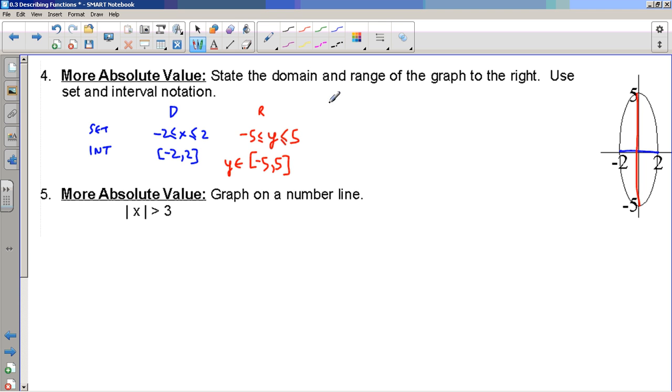The extra thing that I want to mention here is it says more absolute value. How has this got anything to do with absolute value? Well, the domain here, these blue numbers, are basically all the numbers x whose bigness is less than 2. From -2 to 2 is any numbers whose bigness is less than 2. So how do I say that in absolute value notation?